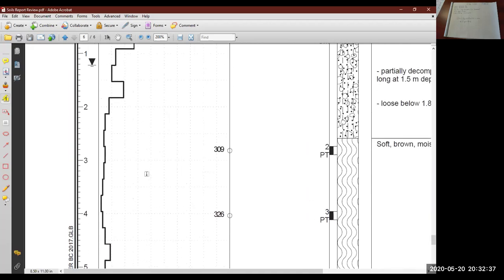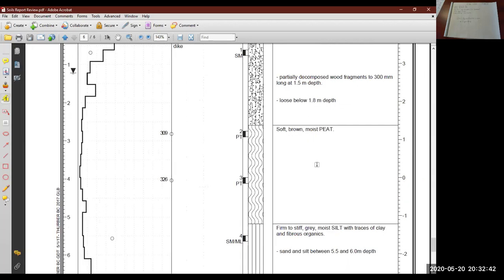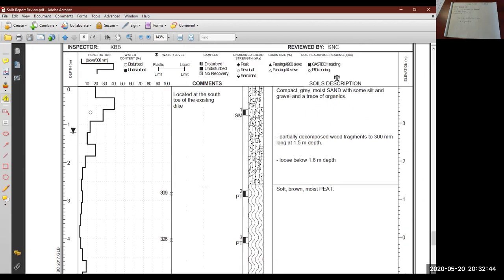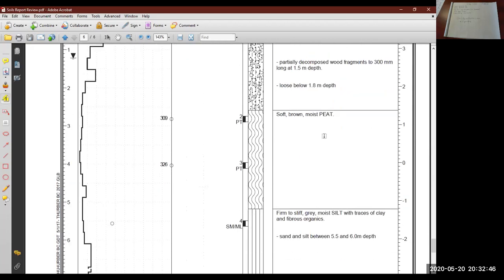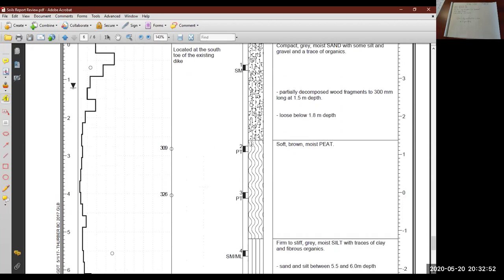So that corresponds to, if we look at this side of the page, this is the soils description over here. So we just said this blow count was very low. It's quite a bit less than 10. So the description of the soil here is soft, and it's peat. So very low blow count. The material description is soft, so it's not very dense.